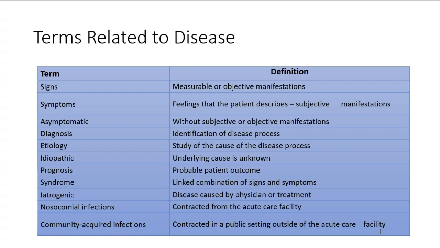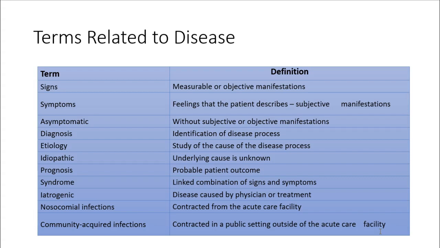Diagnosis is identification of the disease process. Etiology is the study of the cause of the disease process. Idiopathic means the underlying cause is unknown. Prognosis is the probable patient outcome, what we think is going to happen. A syndrome is a linked combination of signs and symptoms. Iatrogenic is a disease caused by a physician or treatment, so if we put in a chest tube and we puncture the lung, there we go.